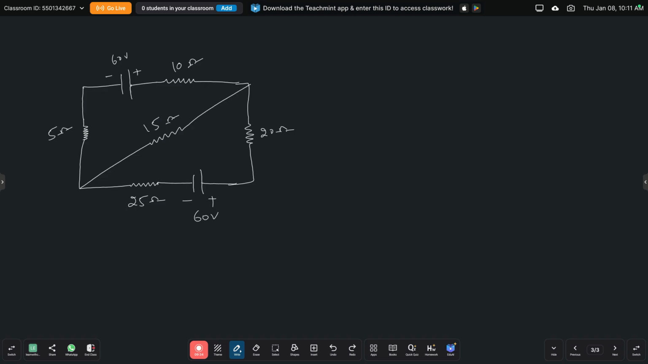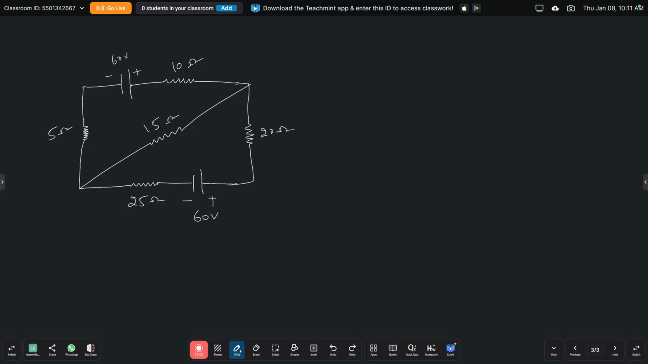For this circuit we have to find the current through the 15 ohm resistance, by applying the superposition theorem. Before applying it, we check that the number of sources is 2 or more. Here there is a 60 volt voltage source, and here also a 60 volt voltage source, so two sources. So we can apply the superposition theorem, and we can solve this in three cases. Number of sources equals 2.